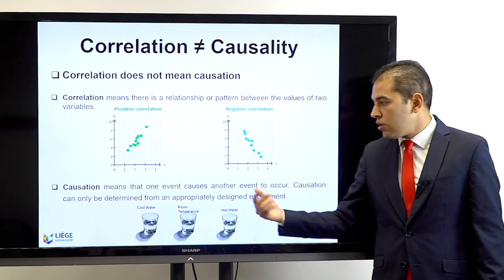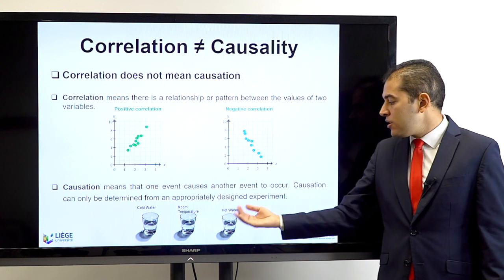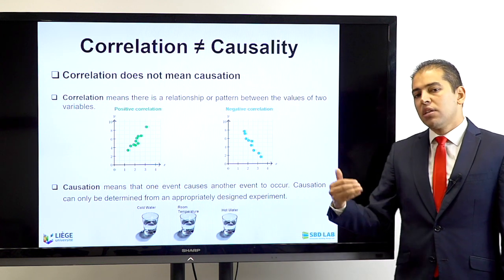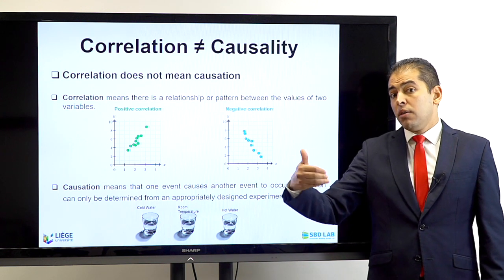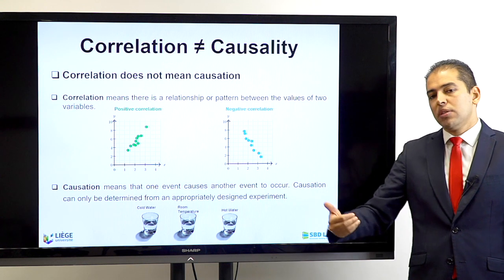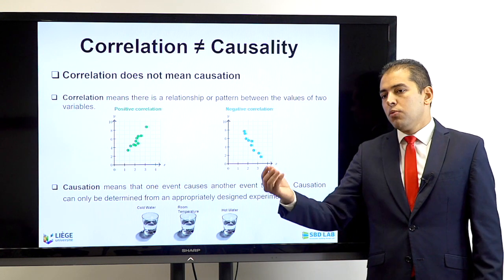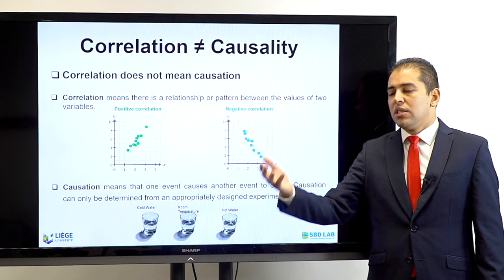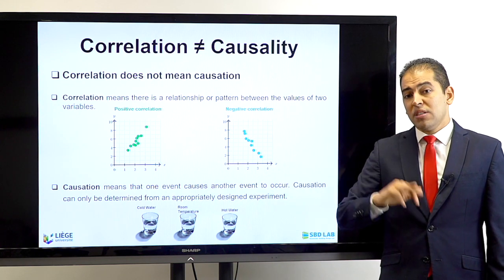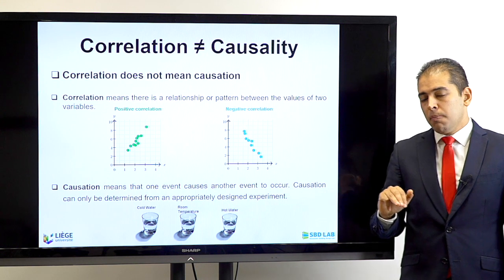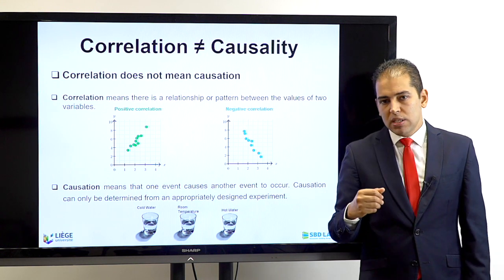So causation can only be determined from an appropriately designed experiment, and it requires a lot of further replication and a higher level of randomization to make sure that this correlation is not only represented in a descriptive way, but that we are getting to the bottom of it, confirming that there is a causal correlation. And this is not always obvious with statistical analysis.